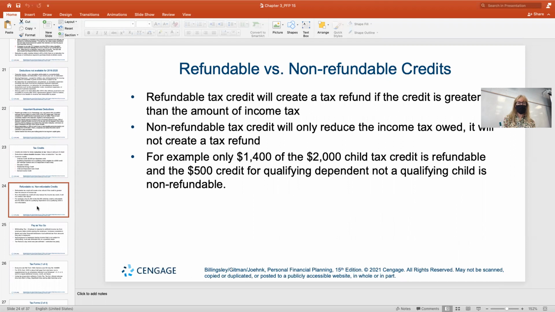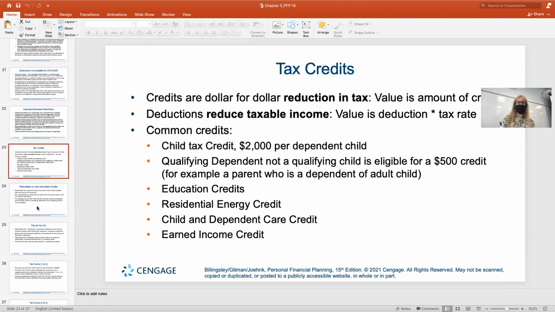So we talked about the credits. Let's talk about the credits versus the deductions again. With a tax deduction, you've already paid that money, and it's not a dollar for dollar situation. The deduction is the value of the deduction times the tax rate. So let's say you put $1,000 into a traditional IRA, and you're in the 20% tax bracket. You're only going to get a 20% tax deduction, a $200 tax deduction.